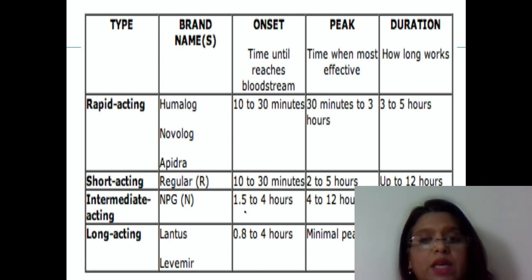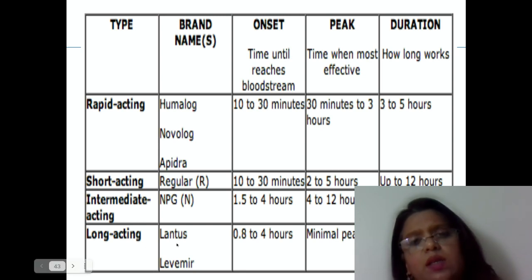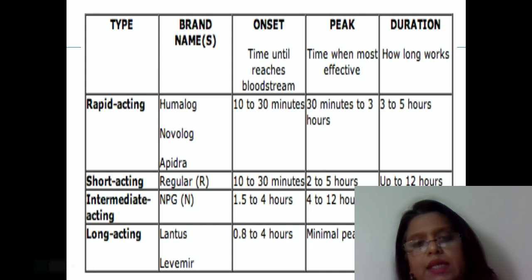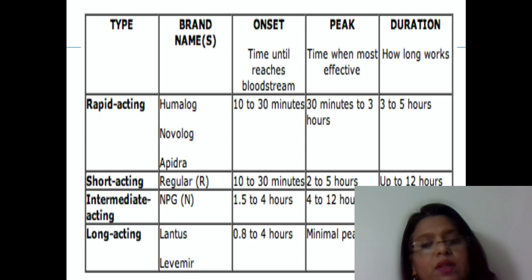It might start working in an hour and a half to 4 hours. It peaks in 4 to 12 hours, and it stays in the body system for 24 hours. Long-acting insulin, also called Lantus or Levemir, will start working approximately 1 to 4 hours. It peaks approximately 6 to 12 hours, and then it stays in the body for 24 hours. So these are just the actions: onset, peak, and duration.